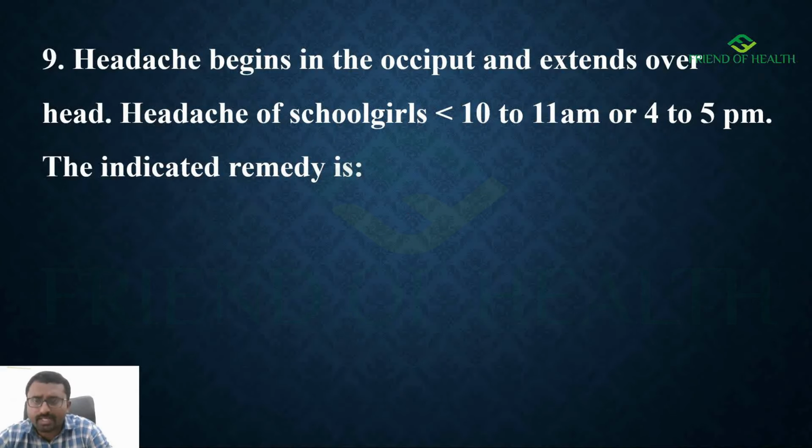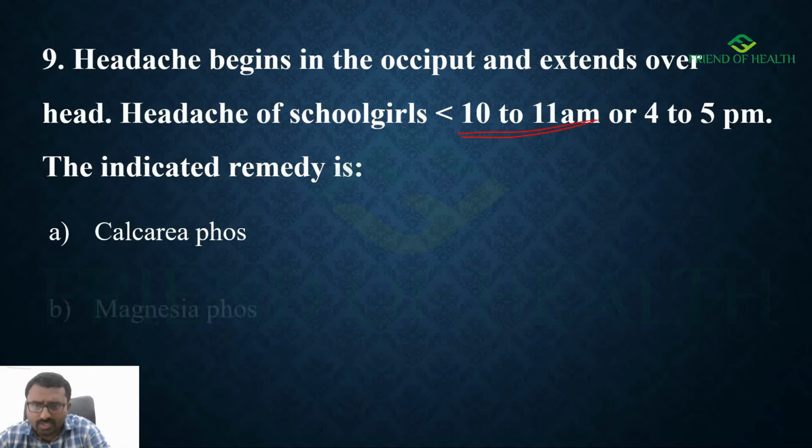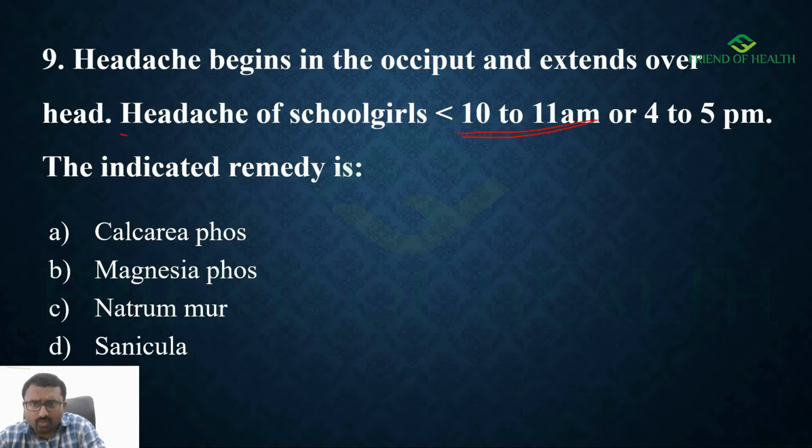Okay. Ninth question: headache begins in the occiput and extends over the head, headache of schoolgirl, aggravation 10 to 11 a.m. or 4 to 5 p.m., the indicated remedies. The students will tell, second period I get headache. So we may get a very beautiful clue for this remedy, Magnesium phosphoricum. Even though headache of schoolgirls is there, don't get confused with Calcarea phosphorica, which is also having headache of schoolgirls. But here it is clearly mentioned, the exact line from the Magnesium phosphoricum keynote: headache of schoolgirl, aggravation 10 a.m. to 11 a.m., that is the first or second period of the class, or the last periods of the class, 4 to 5 p.m. Begins in the occiput and extends over the head.